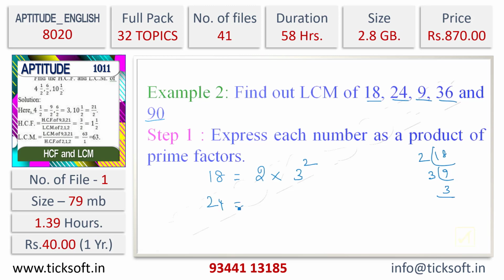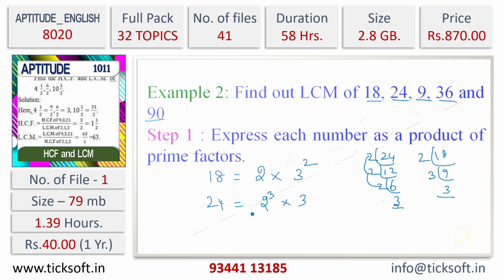And now we are going to factorize this 24. So here if we divide this by 2 then we will get 12. Again if we divide this by 2 we get 6. And again if we divide this by 2 we get 3. So 2 into 2 into 2 is 2 cubed. So this into this 3 is the value of this 24.